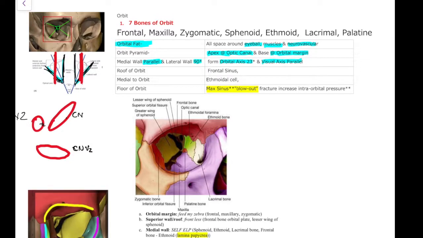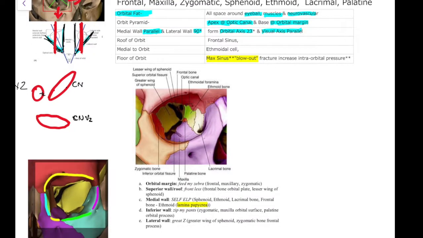Then we go talking about what is surrounding the orbit. So the roof of the orbit up top, we will have our frontal sinus. Medial to the orbit, we will have the ethmoidal sinus in the nose, and then the floor, we will have our maxillary sinus. And that's important, is that if you get a blowout fracture due to the intra-orbital pressure that increases, our maxillary sinus will be damaged.